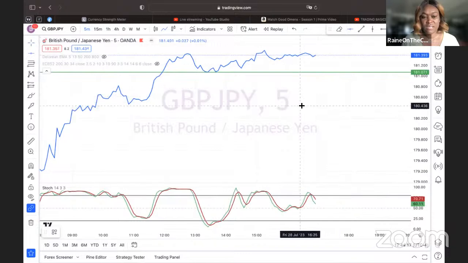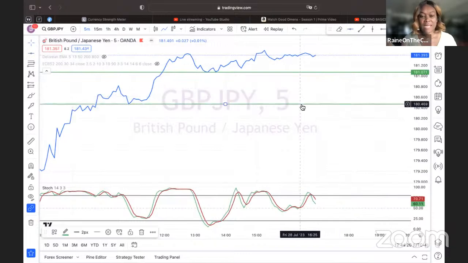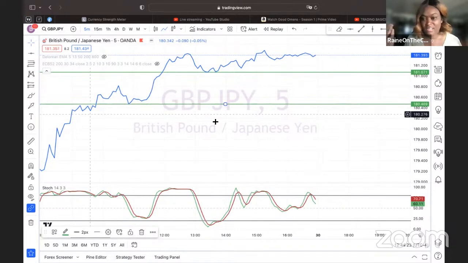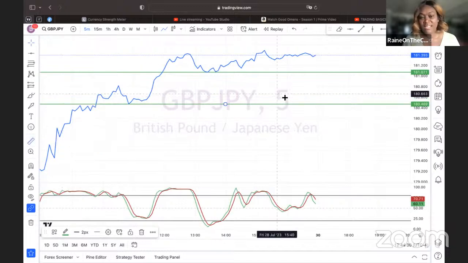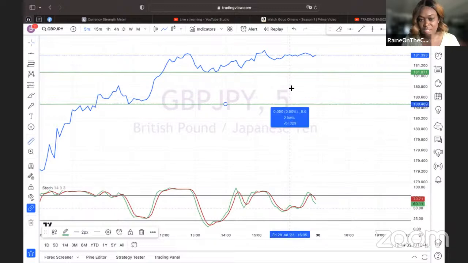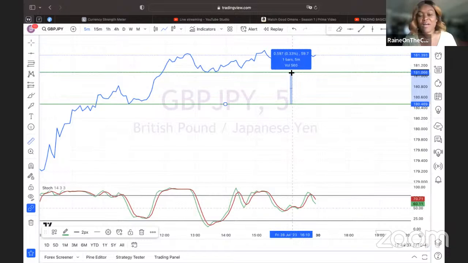Let's put a line here, and let's just measure that so we can see. Here's the ruler, the measuring tool. Click on that. From here to here, it was 59. So I'm like 10 off, but it's always somewhere around that. So 50 pips.